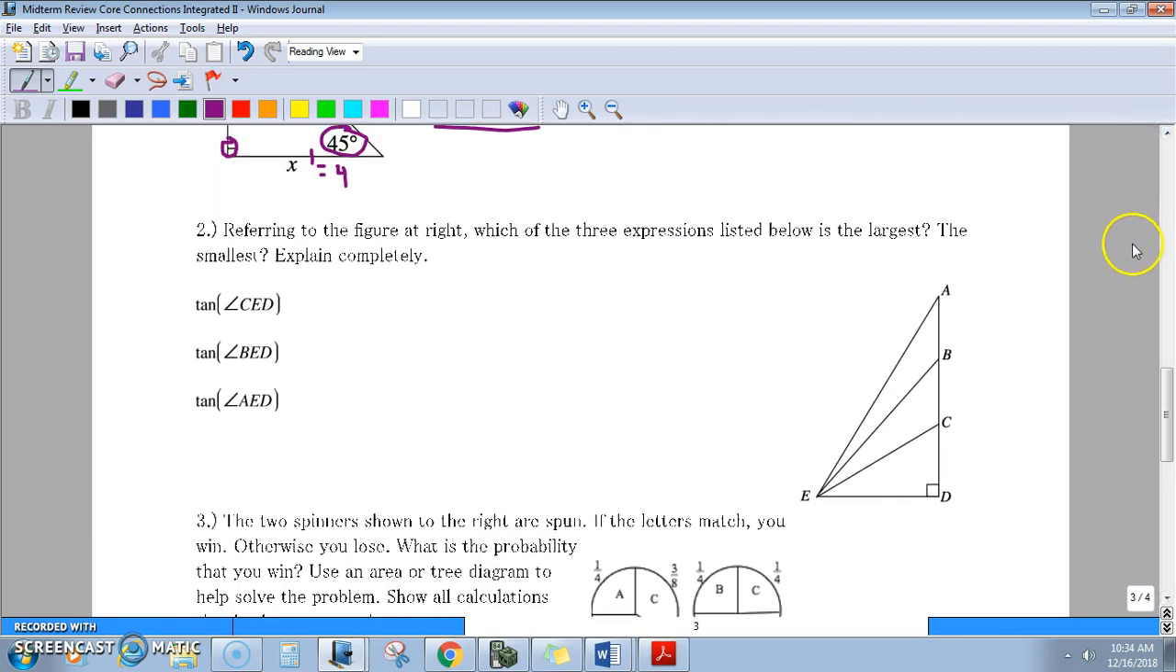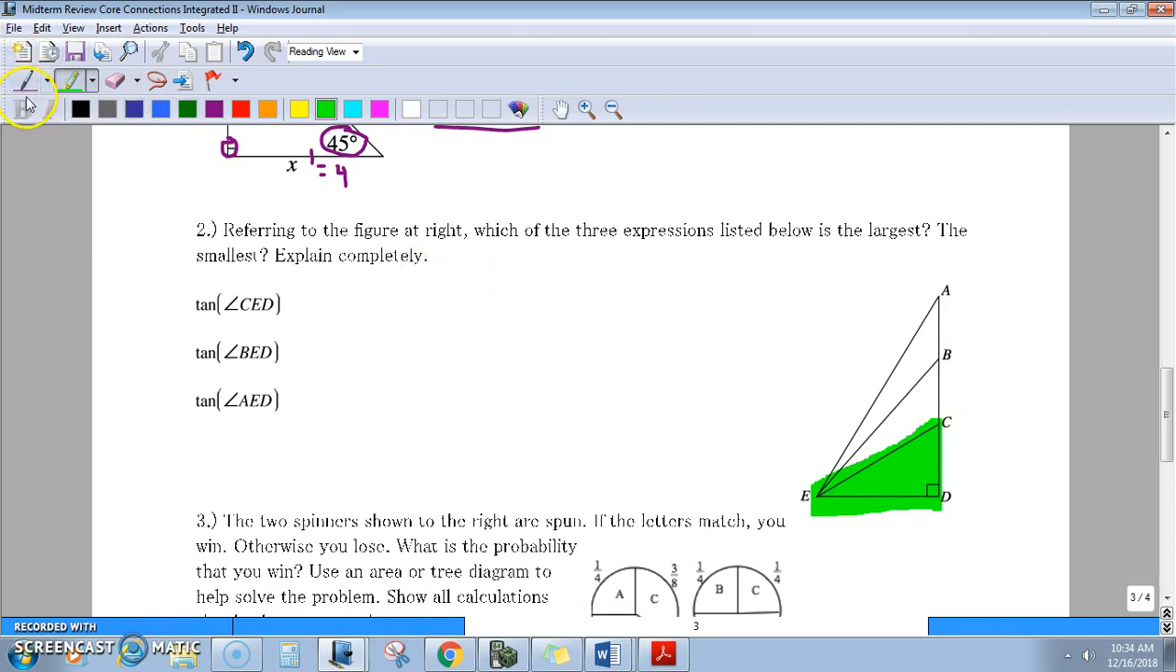All right, referring to the figure at the right, which of the three expressions listed below is the largest, the smallest? Okay, so the tangent of CED, let's see, that would be CED, this triangle here.